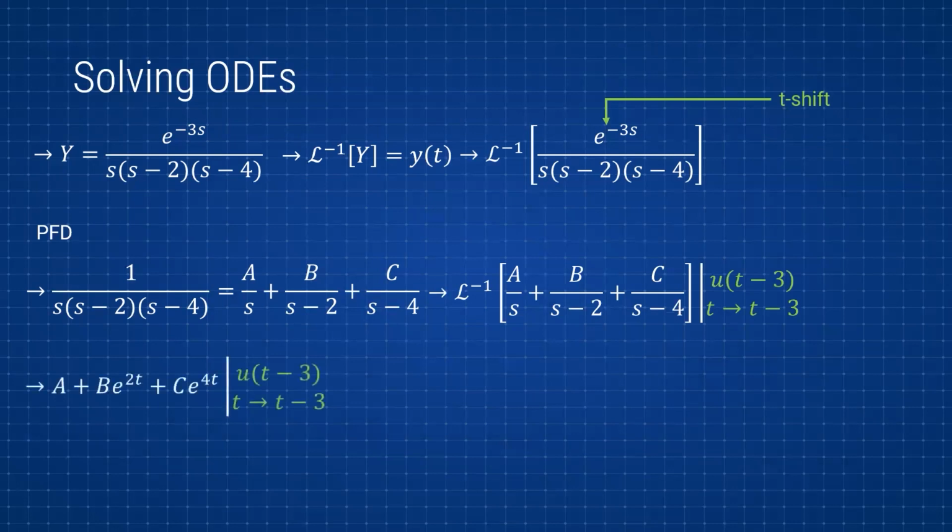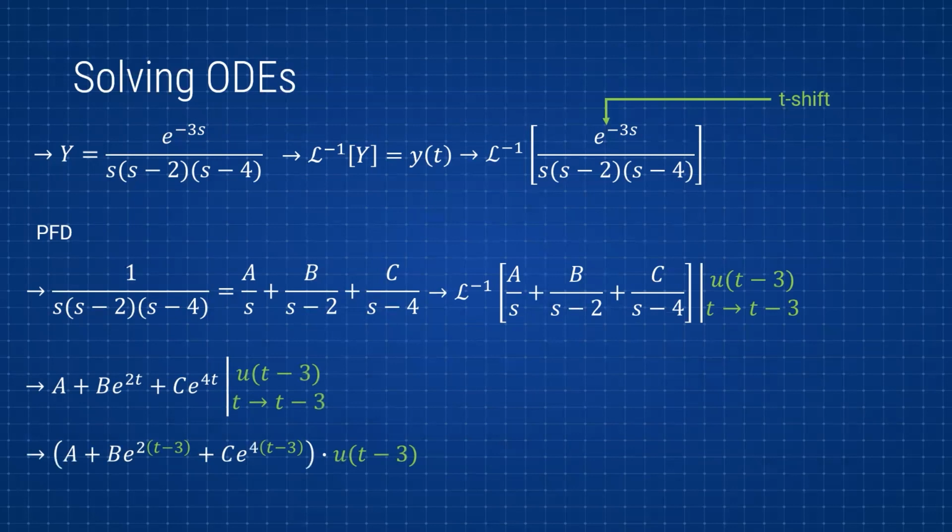So basically, the Laplace inverse of those terms, we're going to get a plus b e to the 2t plus c e to the 4t times u(t minus 3), where t is shifted to t minus 3. So it would look something like this. You can see everything in green is everything that was shifted.